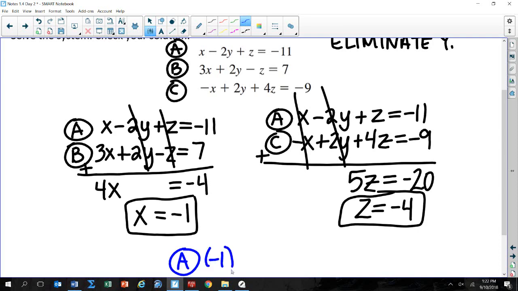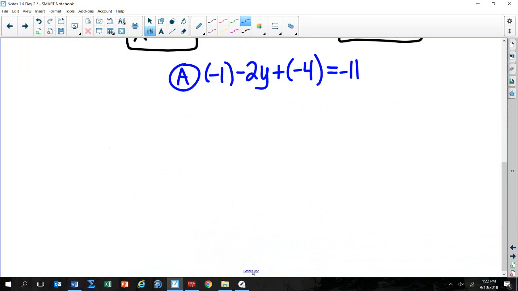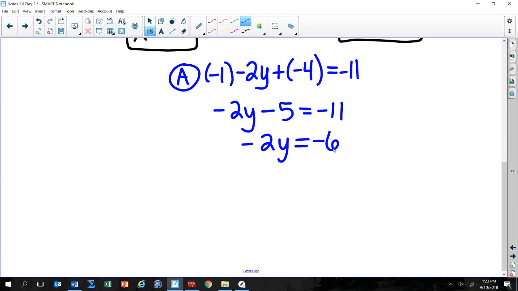We've got negative 1 minus 2y plus z, and z is negative 4, equals negative 11. Let's combine some like terms here. We've got negative 2y, and this is going to be minus 5, because negative 1 minus 4 is minus 5. You with me? Add 5 to both sides. What is negative 11 plus 5? That would be negative 6. Then if I divide both sides by negative 2, I get that y is 3.